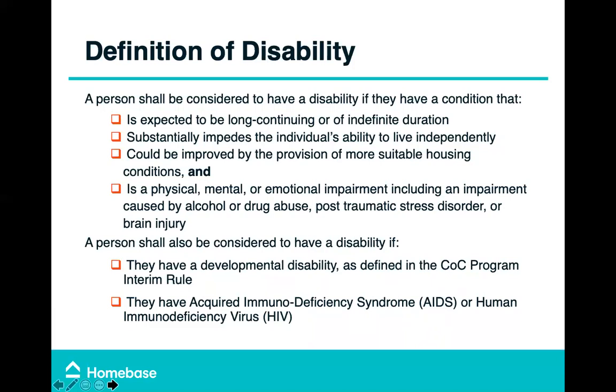And then HUD also states that a person shall be considered to have a disability if they have a developmental disability, which is defined in the CoC program interim rule, or if they have HIV or AIDS. And again, note that disability status is one of the items you're going to need to have documented in the case file, and there are specific rules on that. If you have questions about that, please do reach out.